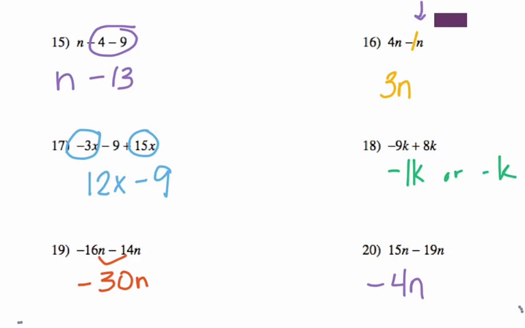Now, number 18, when we add those together, negative 9k plus 8k is negative 1k, or like I said in some of those other examples, we can simplify that to just negative k. Either way, whichever one works for you. Number 19, combining those are both negative values, so we have to add those negative values together, right? Negative 16 plus negative 14 is negative 30n. And number 20, subtracting them, we would get negative 4n.